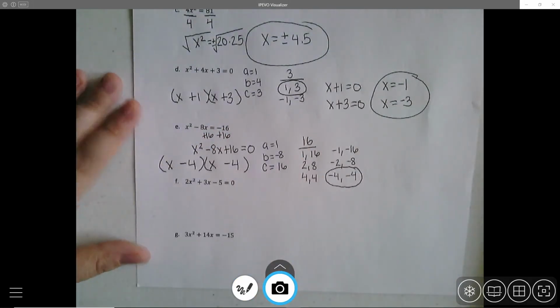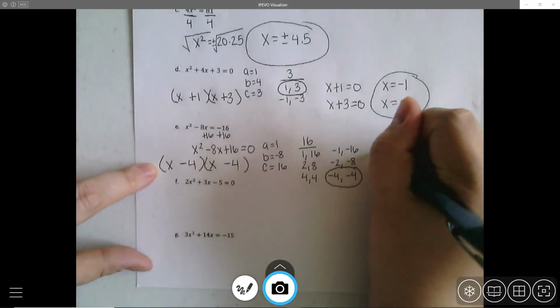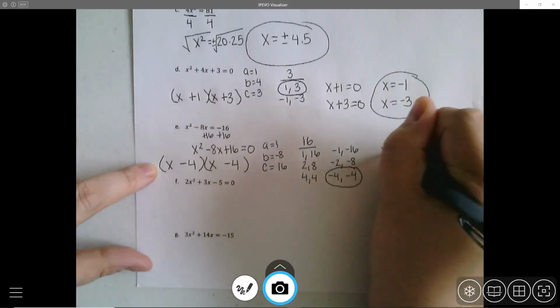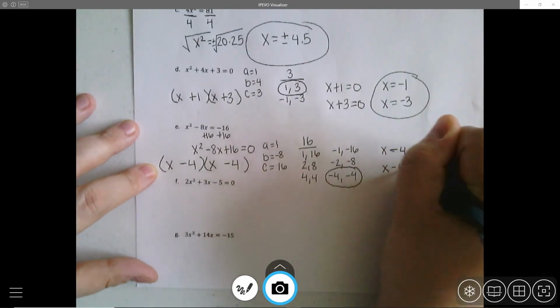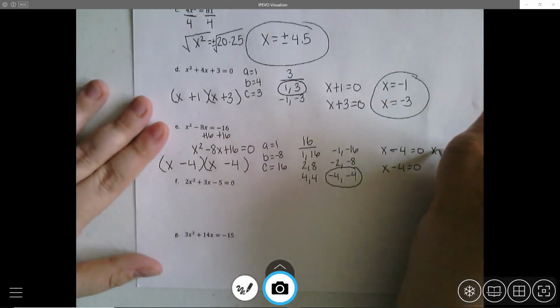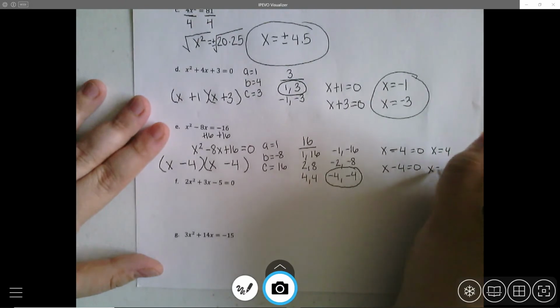Once you've factored, set each parentheses equal to 0. So x minus 4 equals 0, x minus 4 equals 0. Solve for x. x equals 4.